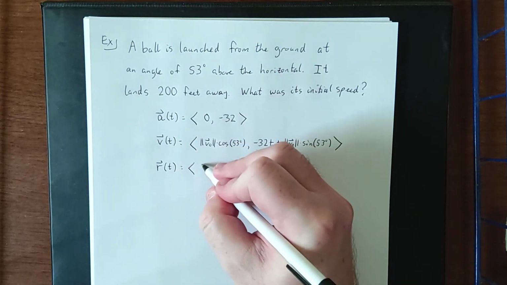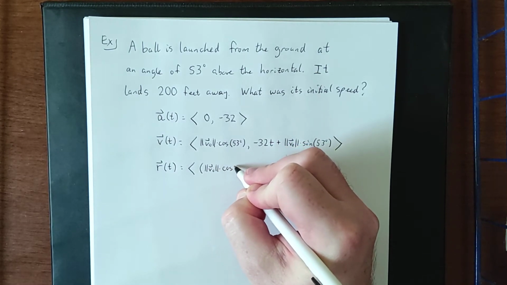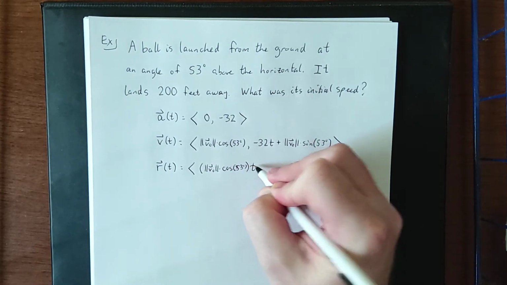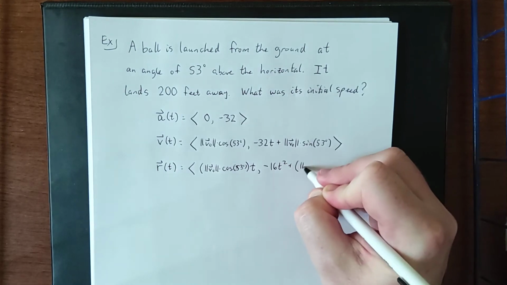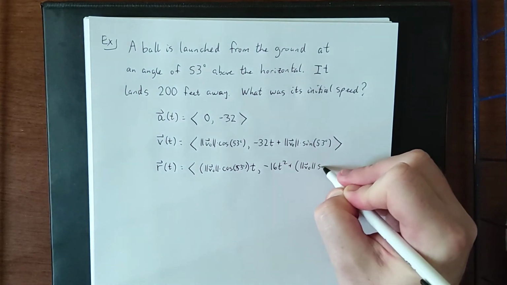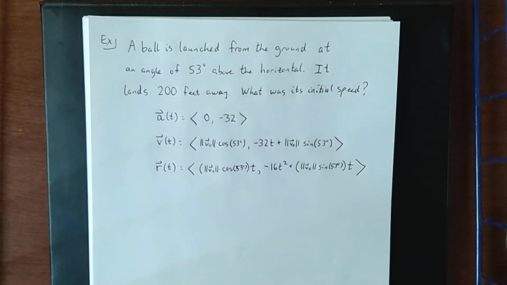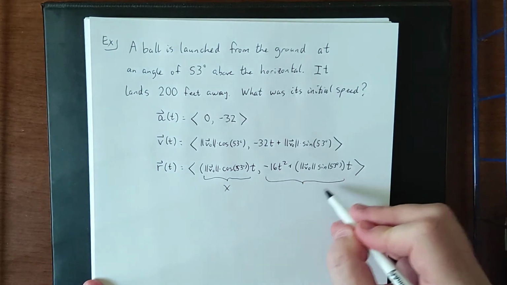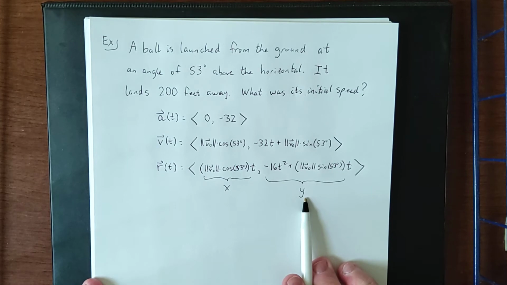So when we take another antiderivative, we will get initial speed times the cosine of 53 degrees times t, comma, negative 16t squared plus initial speed times the sine of 53 degrees times t. Now this would be the position of the ball after t seconds. The other thing that you could do is break this down into components and say here's your horizontal component and here's your vertical component, and we can go from there.